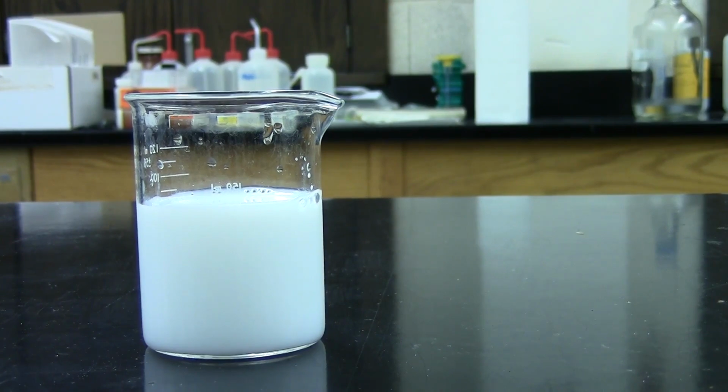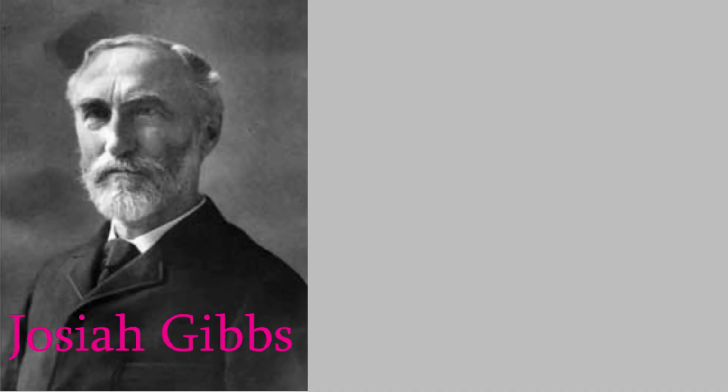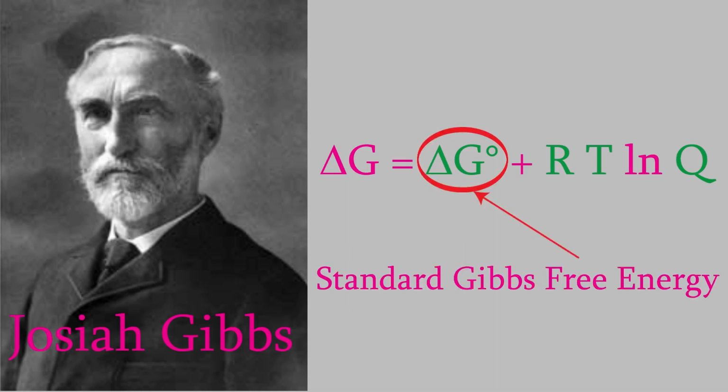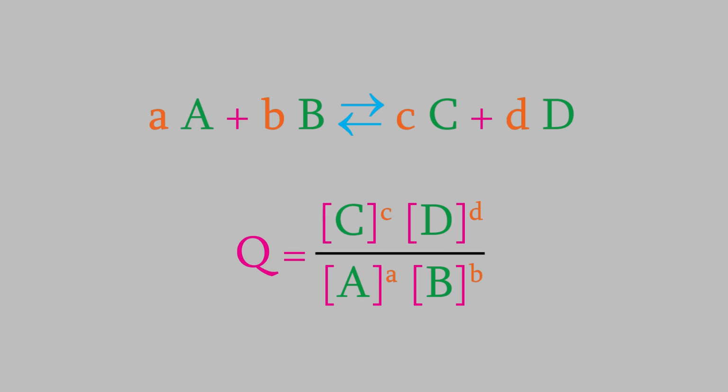The exact relationship between them was determined by Josiah Gibbs. He figured out that the two are related by this equation. In this equation, delta G is the Gibbs free energy. This quantity is called the standard Gibbs free energy. That means it's delta G measured at standard temperature and pressure. Let's see what we can do with this equation.